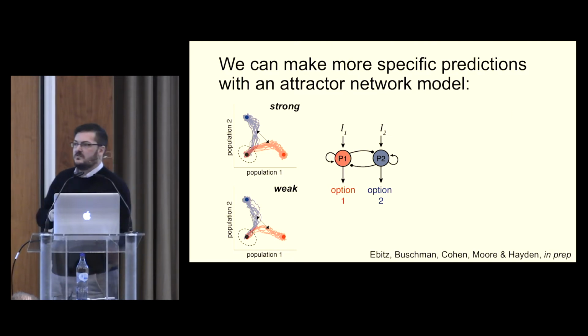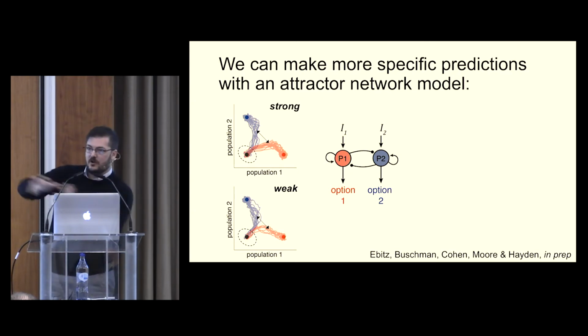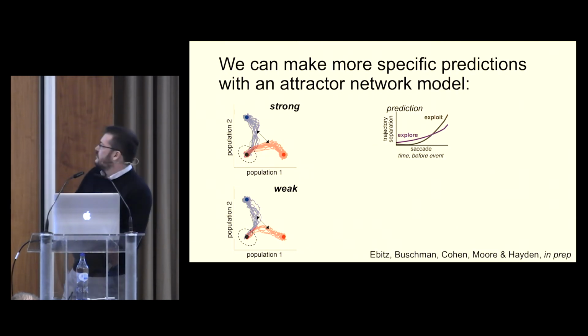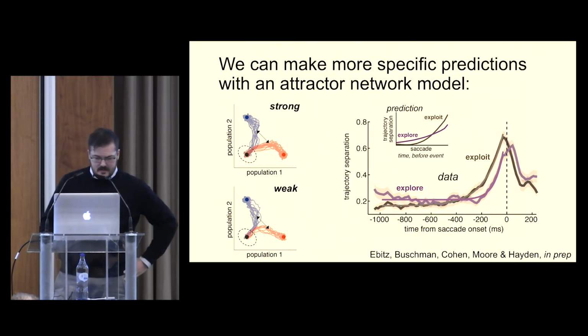The second is that the initial noise actually really matters if the forces in the network are weaker. So if the forces aren't shoving all of the trajectories to the same ultimate endpoint, then a little bit of initial noise in your starting position propagates forward in time and ends up having a bigger impact on the ultimate choice. So to be really concrete, we make this prediction that there should be some kind of a crossover where early on there's more separation during exploration, but that separation accelerates faster during exploitation. And that's exactly what we see in the data.